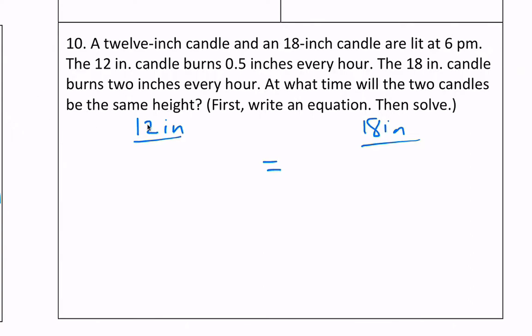Well, let's talk about the 12-inch candle. We're lighting this candle, and what's happening to it? It's burning. So we know the candle is going to start at 12 inches tall. And if it's burning, its height is going to get smaller, so I need to subtract. I know that 12-inch candle is burning 0.5 inches every hour. So it starts at a height of 12 and it goes down by 0.5 every hour.